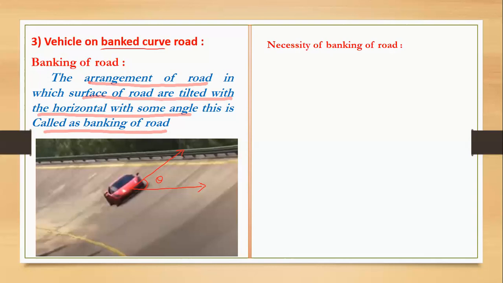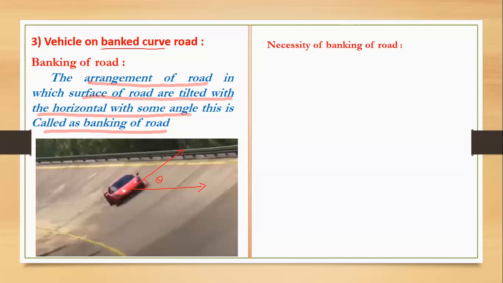Then after that, why banking of road is necessary, this article we have to cover. We already learned the horizontal curve road, and here we are learning the bank curve road. On a horizontal curve road, the centripetal force required for motion of vehicle along the curved path is provided by force of friction. But you know that force of friction is not reliable, because it changes with the season, it changes with the condition of the road, as well as when some material is on the road, such as oil. Means it is not reliable.